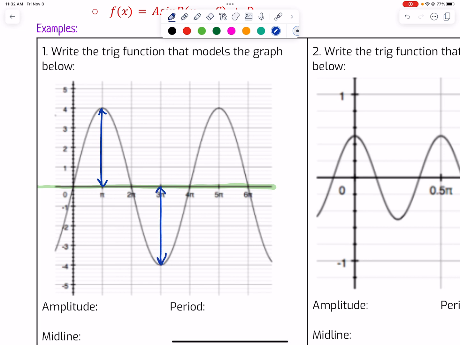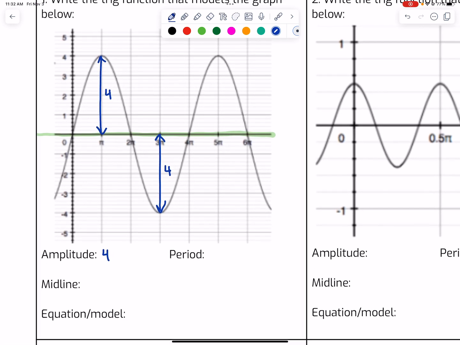So I see that I go 4 up to get to the maximum from the midline of this graph, and I would also go down 4, but it's just a distance, so amplitude is always a positive number. So I'm going to put that there. The amplitude is 4. The midline was the one I highlighted in green, and that's just sitting right at the x-axis, so that would just be y equals 0.